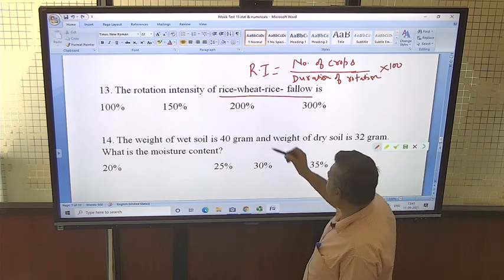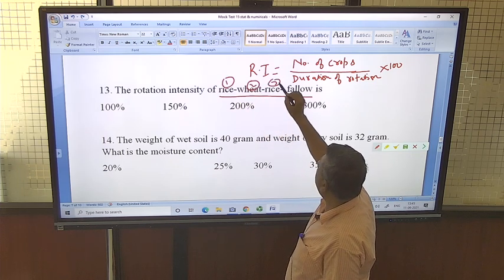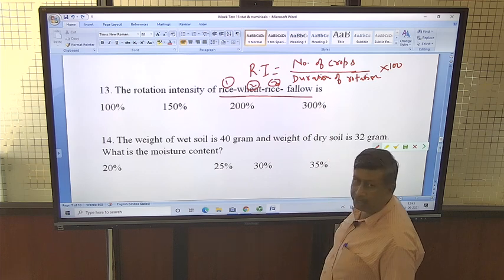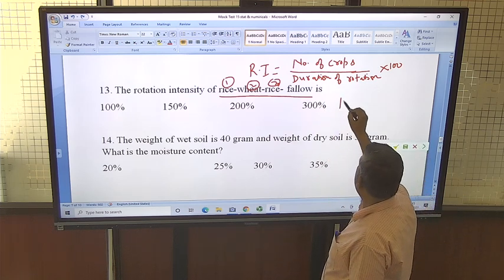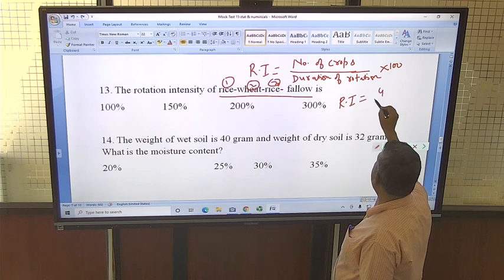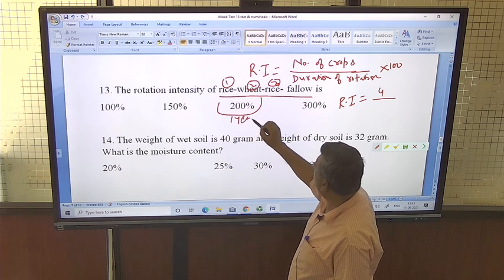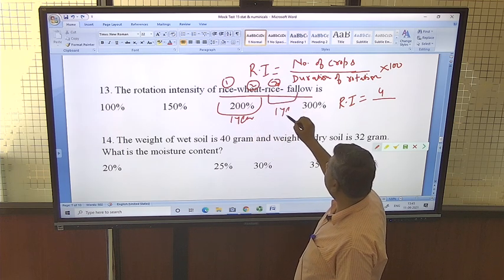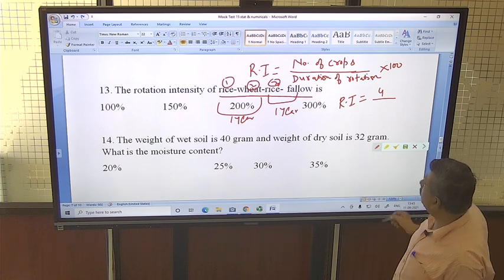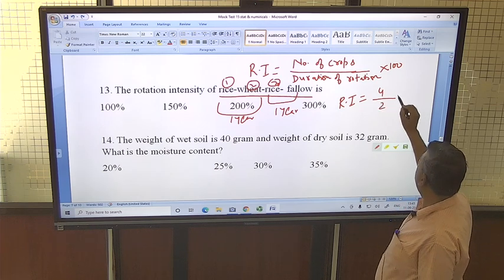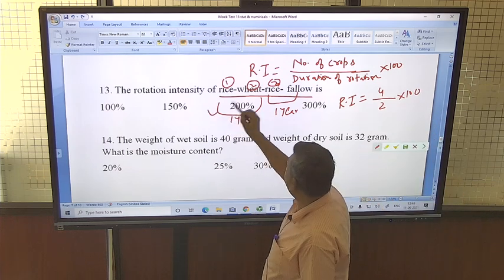So number of crops: first crop, second crop, rice third crop, and this is fallow period, no crop is grown. So number of crops are 4 and duration, rice wheat 1 year, then rice fallow another 1 year. So this system will take total 2 years. So 4 divided by duration of rotation 2 multiplied by 100, so it is 200%.